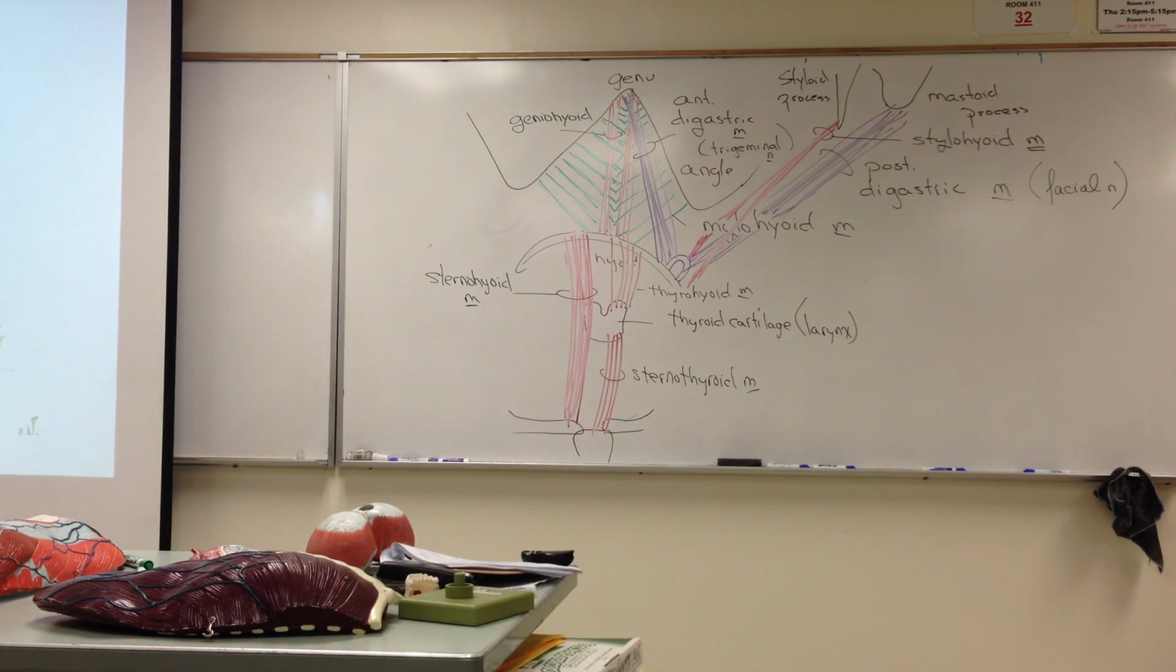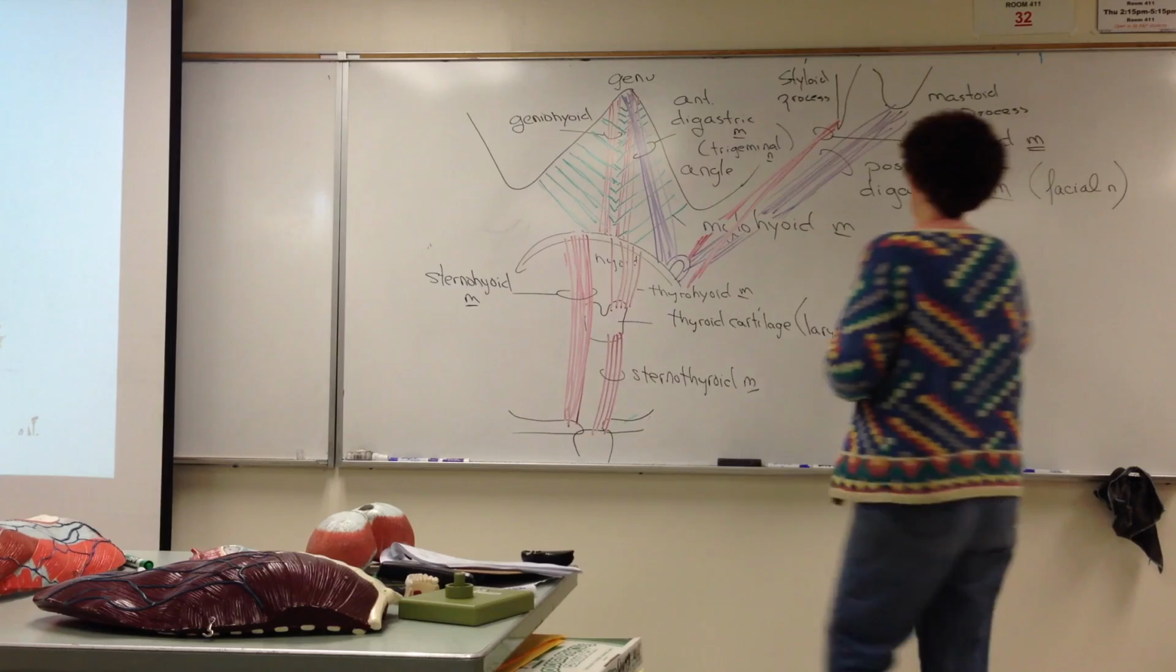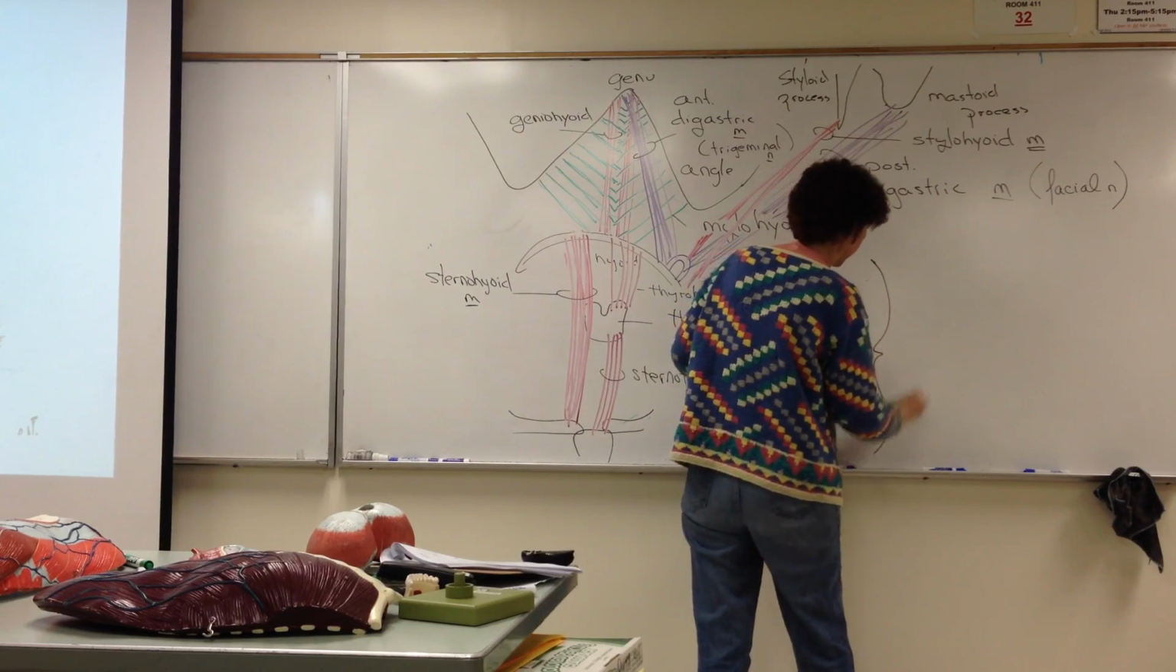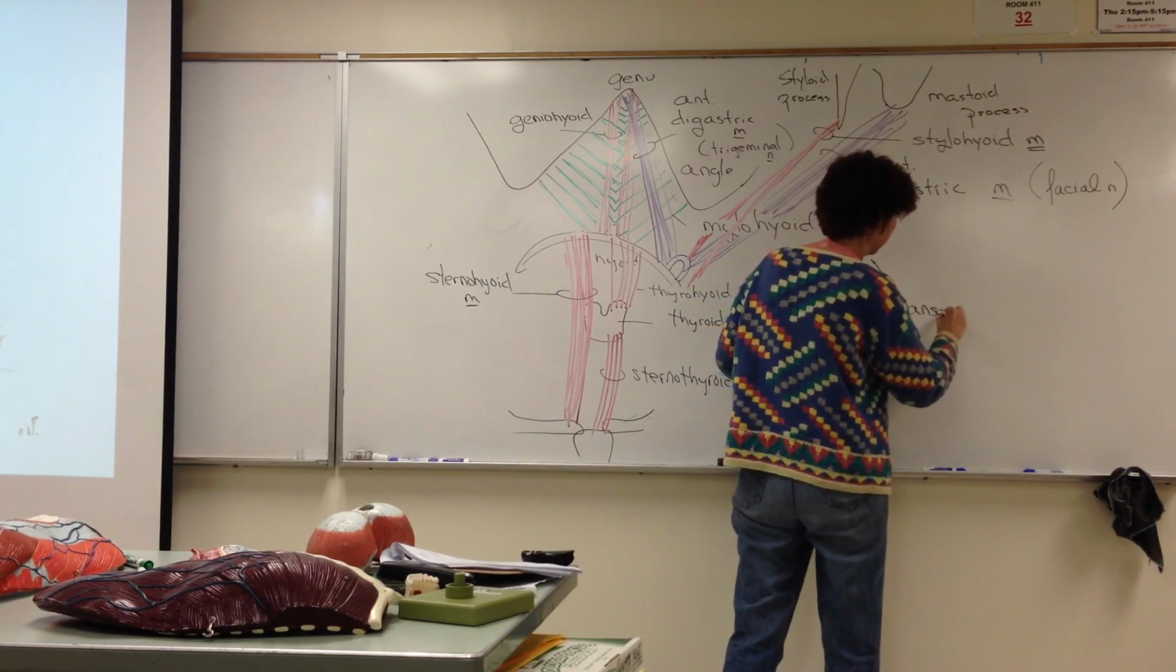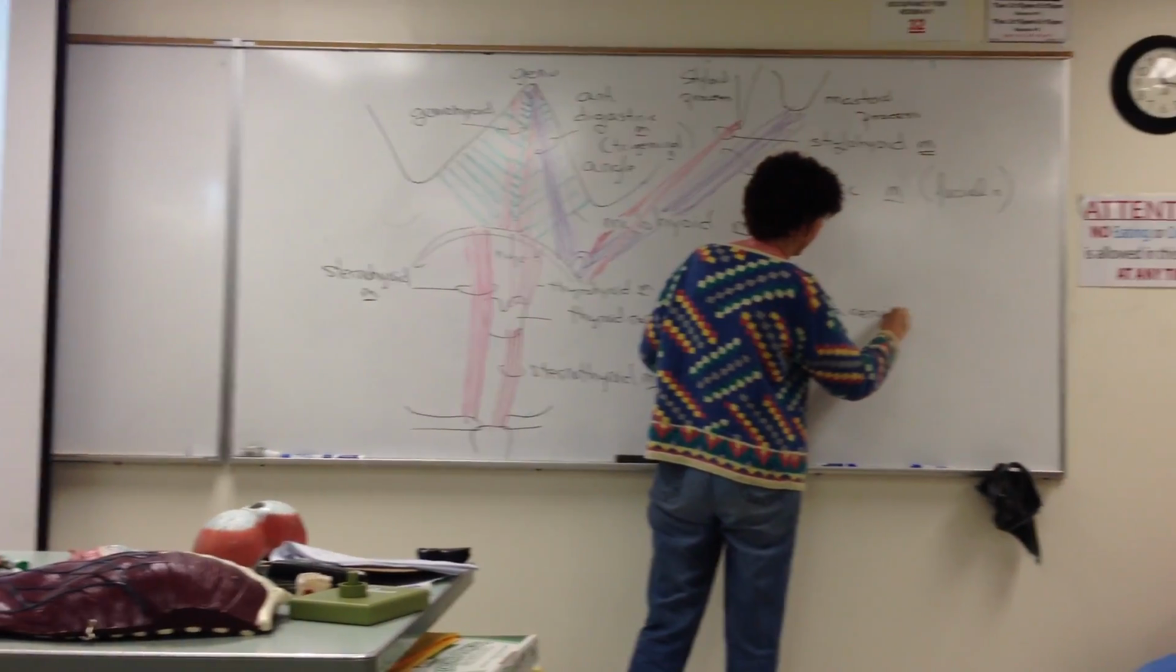And these are the muscles that are all innervated by that component of the cervical plexus we talked about yesterday, that loop known as an ansa cervicalis.